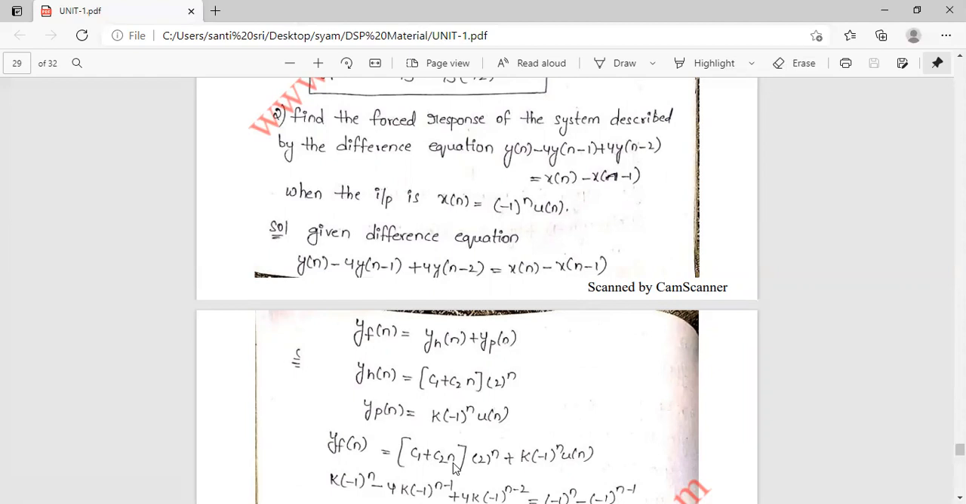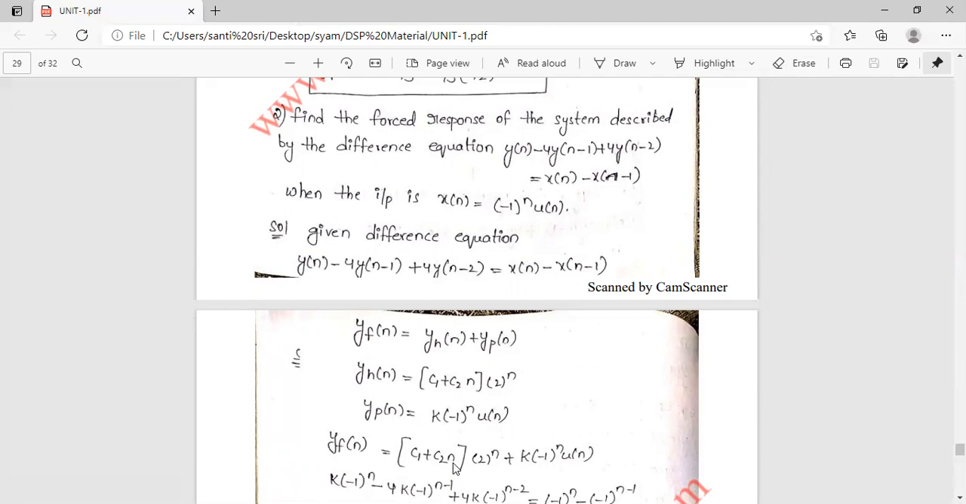So yh of n is (c1 + c2 n) into 2 whole power n. So yp of n, what is the input given? (-1)^n u[n], that is k into (-1)^n into u of n.